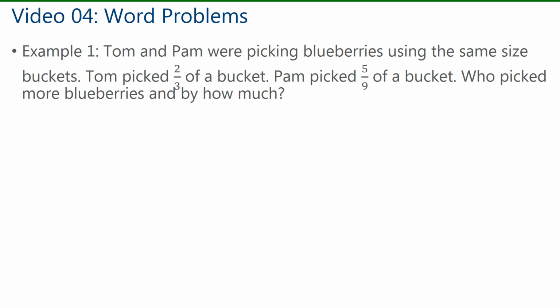And when we looked at comparing fractions, we learned that we need to find a common denominator. Let's write down what we have here. Tom picked 2/3 of a bucket, and Pam 5/9. All right, so we see that the common denominator is going to be 9. So I need to multiply 2/3 by 3/3 to give me 6/9. Now that they have a common denominator, you just need to look at the numerators. Since 6 is larger, we see that Tom picked more.